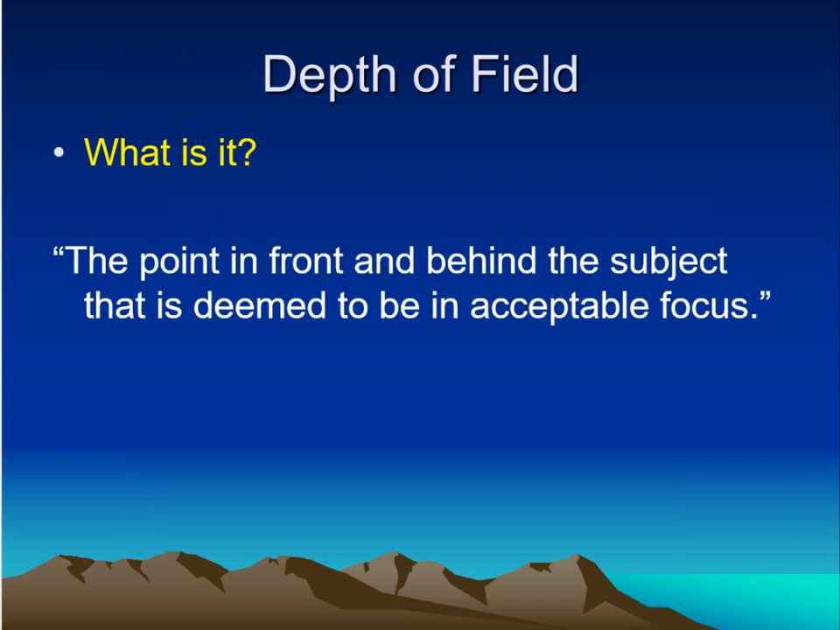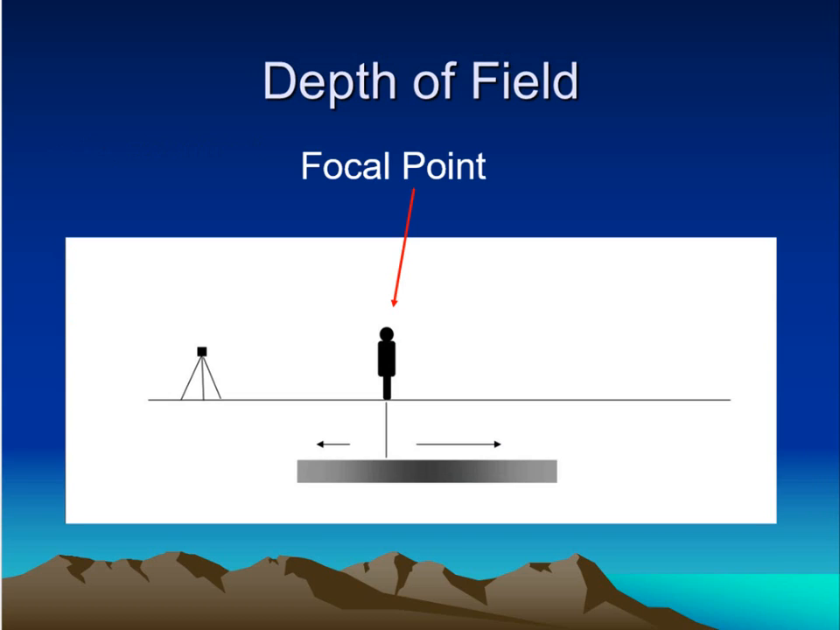So the next thing we're going to talk about is depth of field. So what is it? Well, it's described as the point in front and behind the subject that is deemed to be an acceptable focus. So every time you focus on a subject, there is a certain area in front of the subject that's going to be in focus, and behind it that's going to be in focus as well, and that's depth of field. Here's a chart.